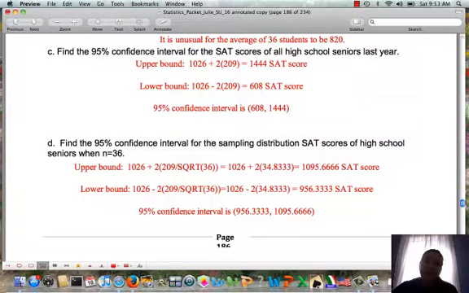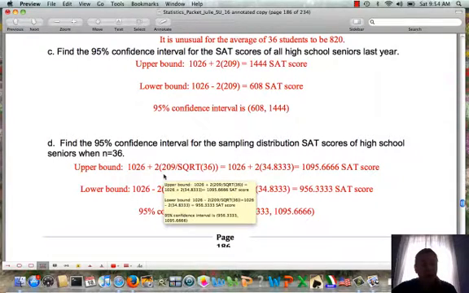Part D says find the 95% confidence interval for the sampling distribution of SAT scores of high school seniors when n equals 36. So now we're saying if instead of looking at the whole population, we look at 36 students in a random sample. So we're looking at a smaller group, so we have less range for where we think the true mean is going to lie. So when we do our calculations, our standard deviation is sigma 209 divided by the square root of 36, which reduces to 209 divided by 6.